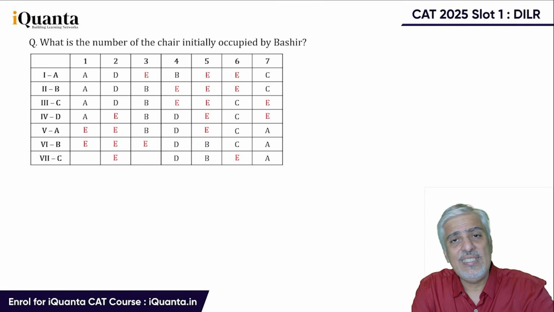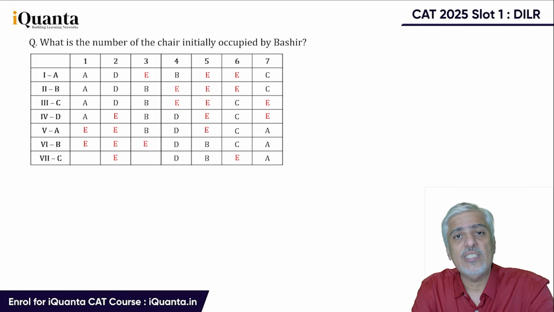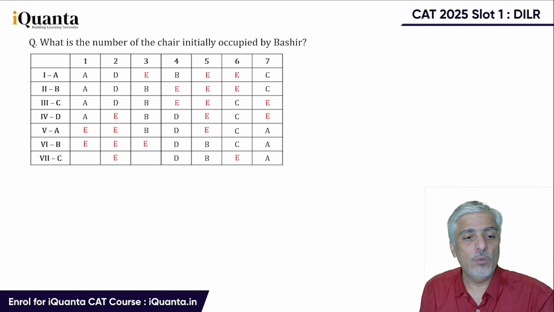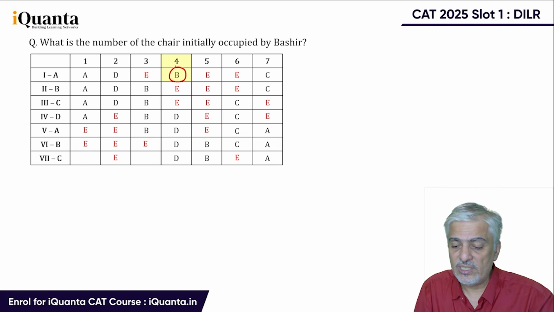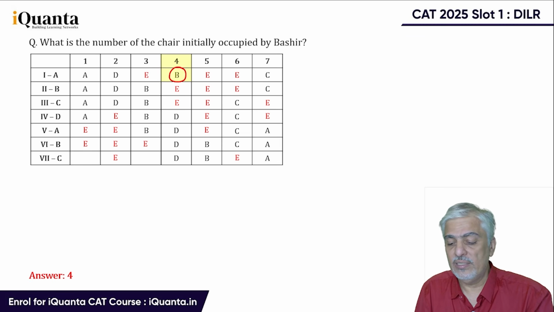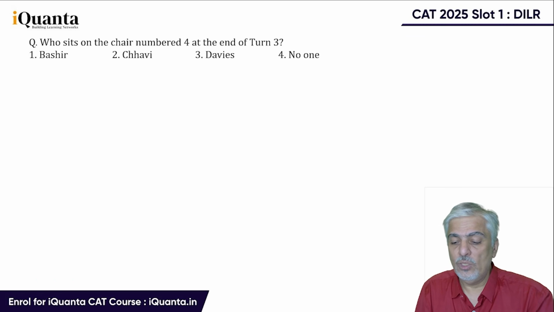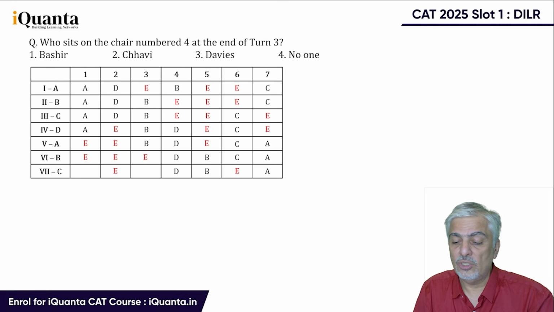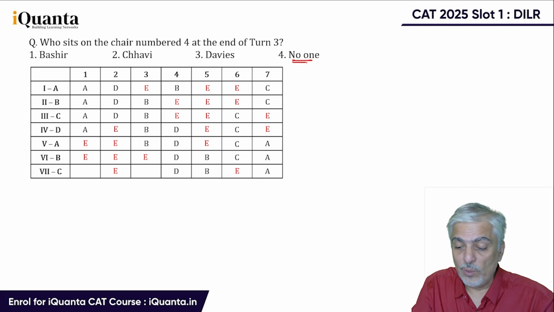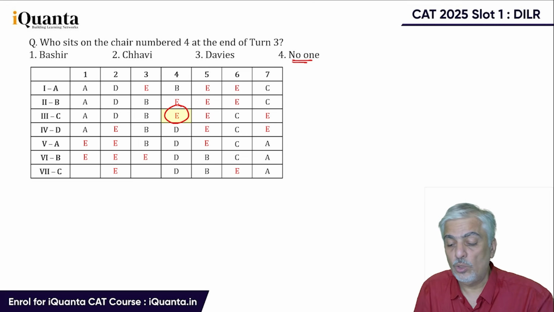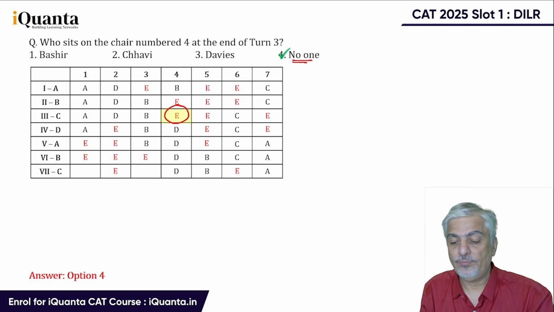It wasn't very easy to get the table, but for the first 2 questions at least, life was easy, I think so. What is the number of chair initially occupied by Bashir? Very, very straightforward question. Bashir initially has chair 4. That's your answer for Bashir. Right? Who sits on the chair number 4 at the end of turn 3? So at the end of turn 3, who's sitting at 4? There's also an option of no one. And actually the answer is no one. No one is sitting there. It's an empty chair. So answer is the fourth option, no one.